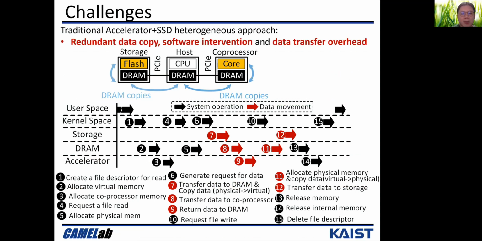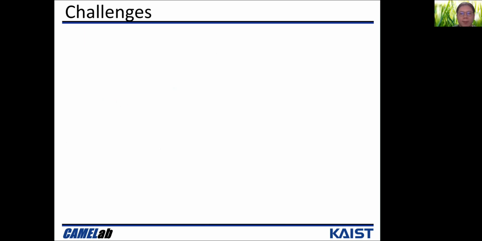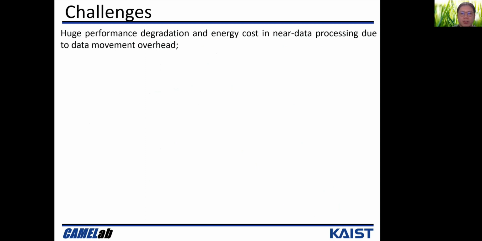To sum up, data movement in traditional heterogeneous system can introduce redundant data copies, software intervention, and data transfer overhead. The data movement overhead can introduce huge performance degradations and energy cost.